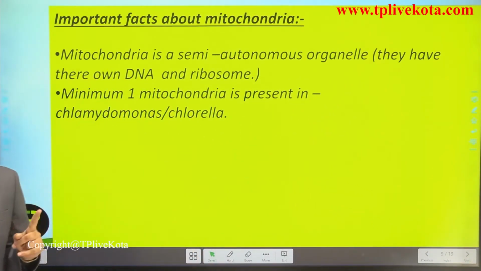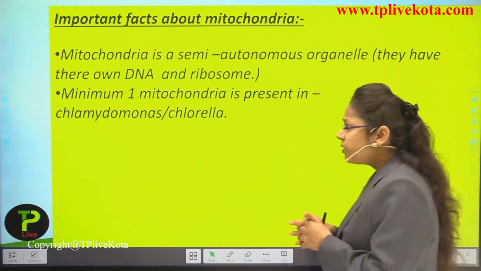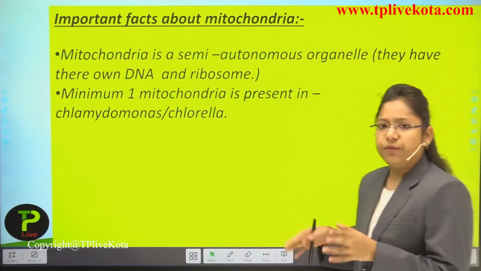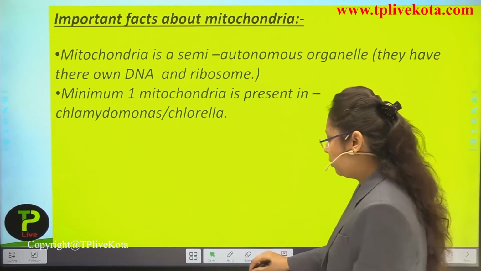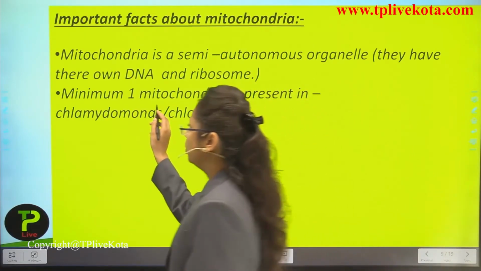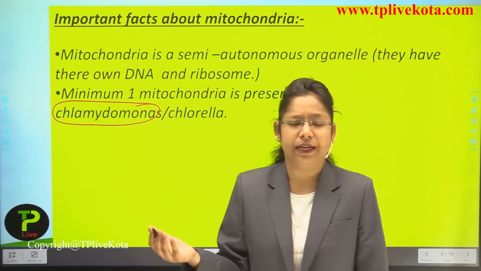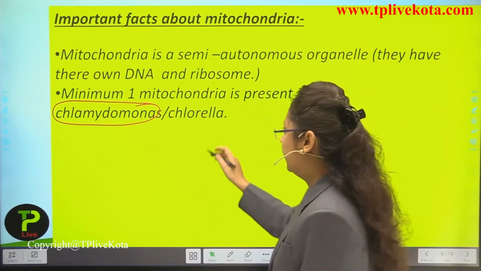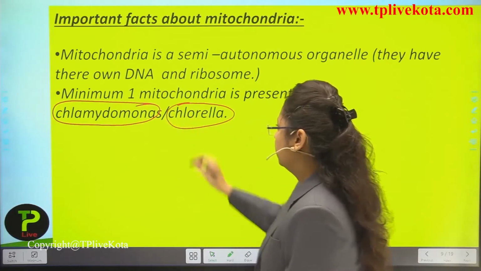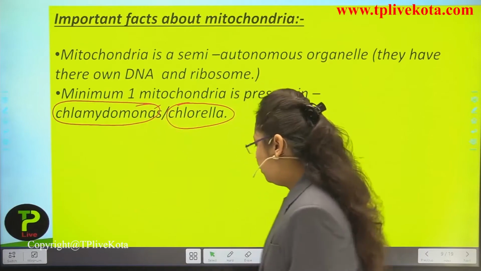Now, the next point: only one mitochondrion is present in lower animals or lower plants. Only one is present in Chlamydomonas. You know Chlamydomonas very well, it is a blue-green algae which I told you about in the chloroplast part, and also Chlorella. So remember this: only one mitochondrion is present in Chlamydomonas.